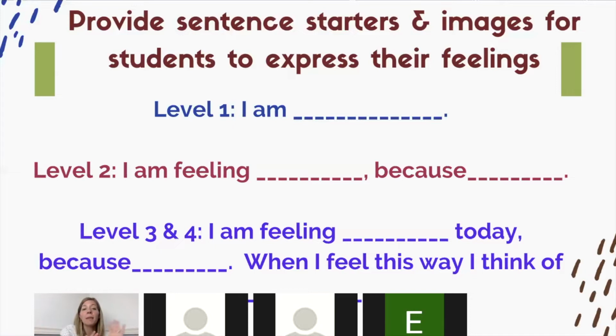Our level 2s, I am feeling this because, and then level 3 and 4s, I am feeling this today because of this. And then when I feel this way, I think of, I love that additional sentence starter. When I feel this way, I think of this. So letting them really find an opportunity to express themselves with you. Taking the time to slow down and do that is really important.